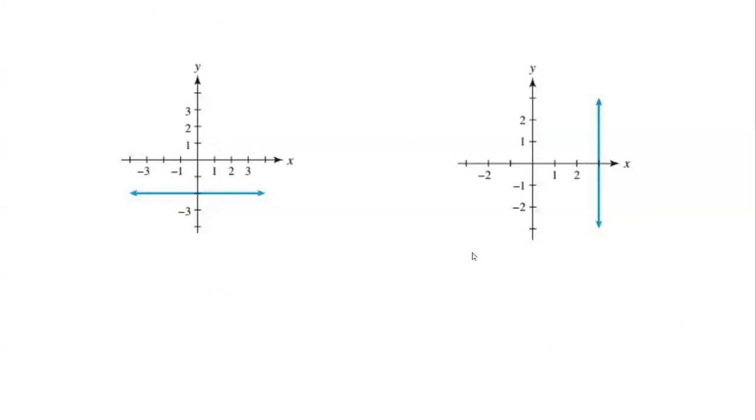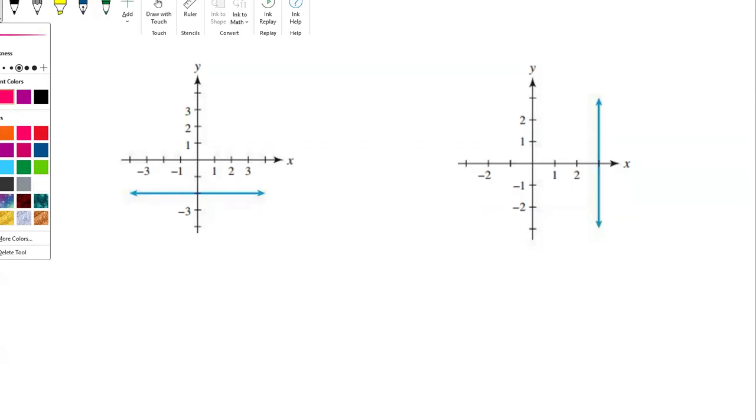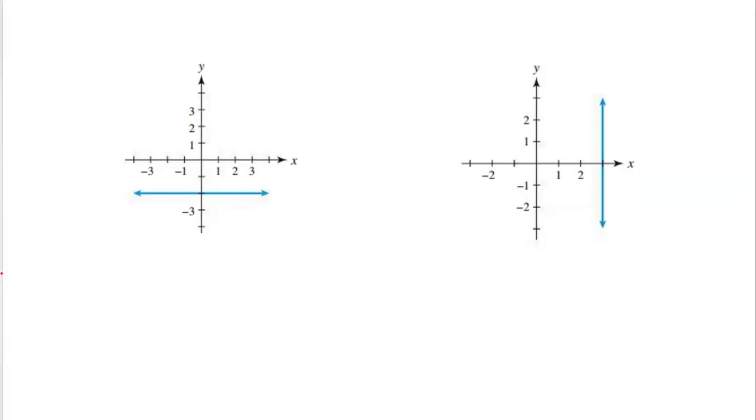All right, so let's look at these two graphs. So we have a horizontal graph and then a vertical graph. All right, so give me any point on this horizontal graph. Just give me any point. What's a good point or any point that's on the horizontal graph? Okay, negative 2, 0. All right, give me another one.